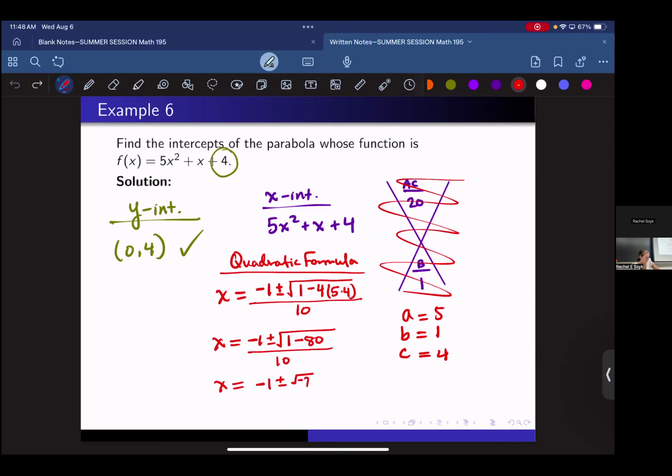all over 10. Because it's a negative underneath the square root, what do we have? Imaginary number, which tells us what? Therefore, no x-intercept.